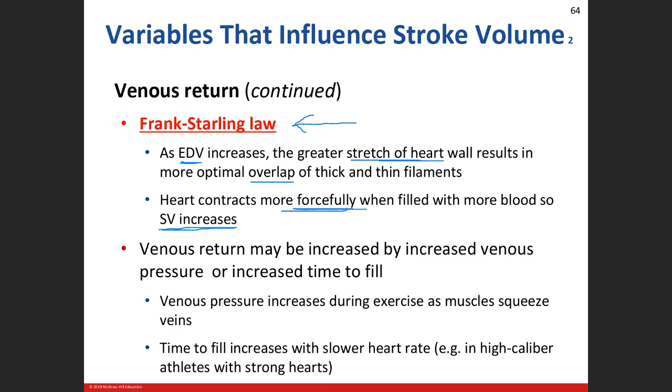So increase the volume in the ventricle, increase the pressure on the ventricular walls. That's going to increase or optimize the overlap between the thick and thin filaments. So when the contraction occurs, you're going to get a more forceful contraction, and you're going to eject that increased volume of blood. So that means our stroke volume increases.